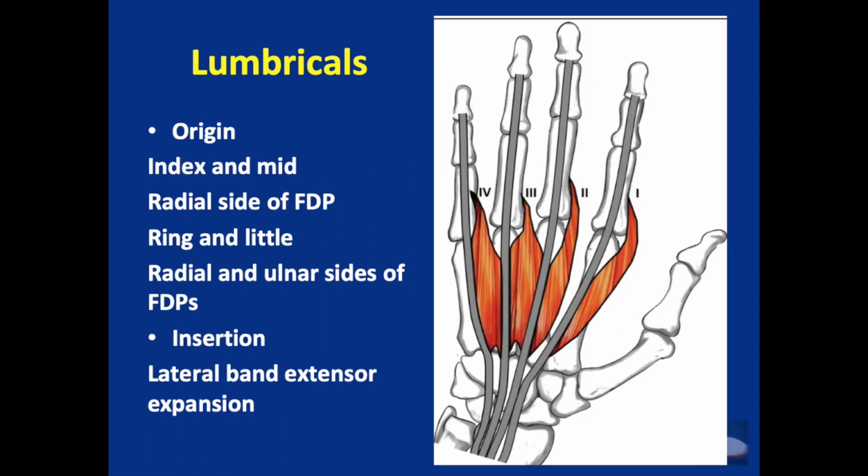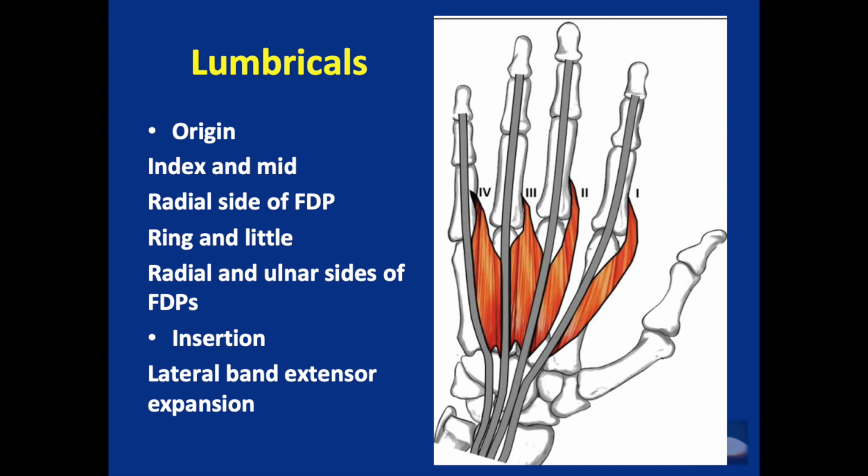There are 4 lumbrical muscles in each hand. They originate from the radial side of the flexor digitorum profundus for the index and middle fingers, and for the ring and little fingers they originate from both the radial and ulnar sides of the corresponding flexor digitorum profundus. So, the first and second lumbricals are unipennate and the third and fourth lumbricals are bipennate. The insertion of these lumbricals is into the radial side lateral band of the extensor expansion.